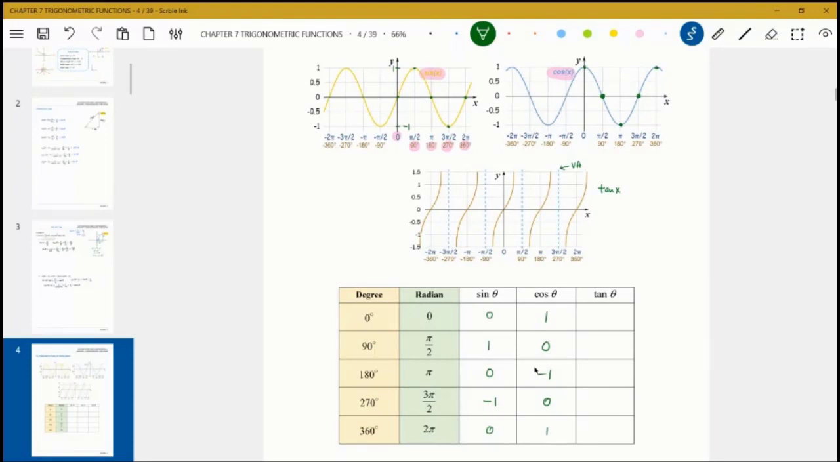Okay, for the tangent on the third graph, so yang ada nilai hanyalah pada x equal to 0, x equal to pi and x equal to 2 pi. So nilai di sini adalah 0. So 0, 0, 0. Okay, and then for the 90 and 270, we don't have any value. It means it's undefined. Sebab dia adalah vertical asymptote.